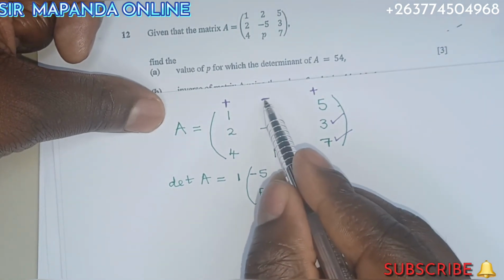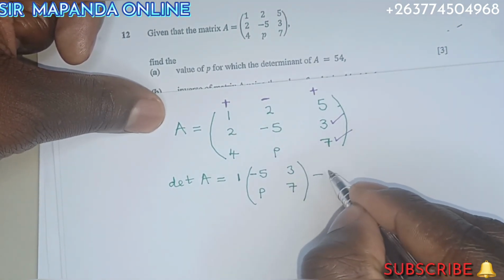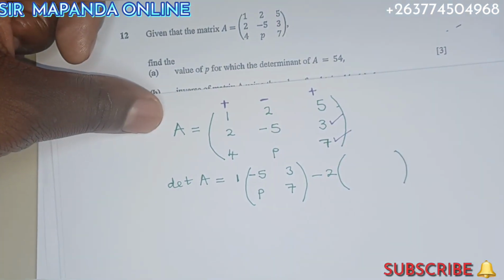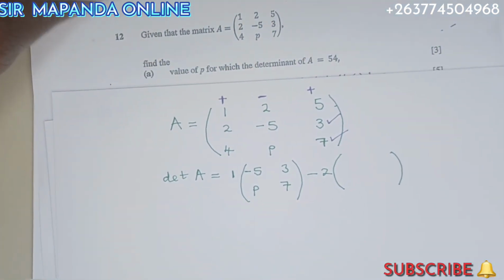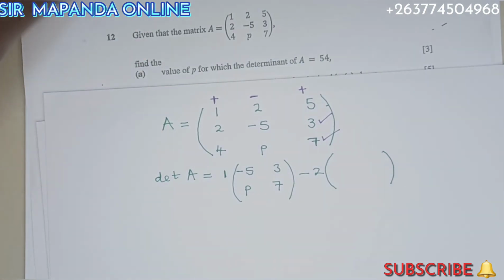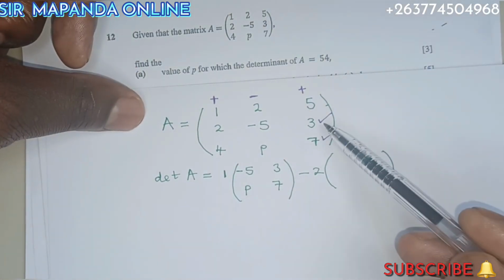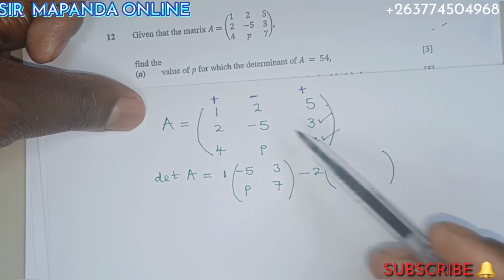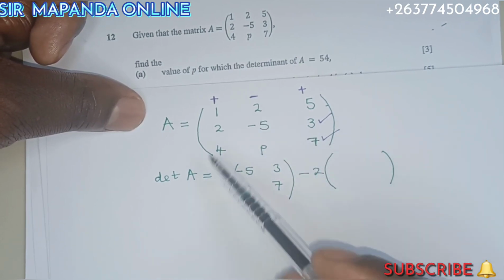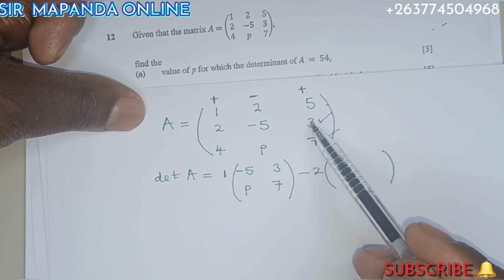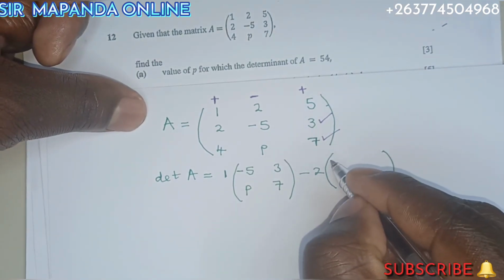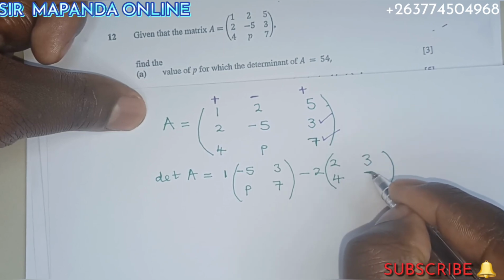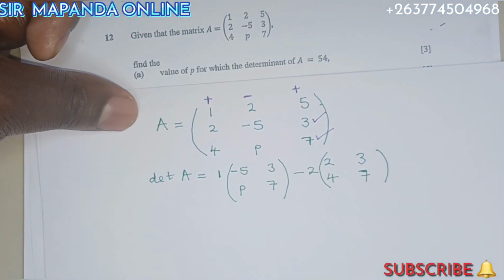Then we move on to minus 2. So you're going to write minus 2 here. Then you put a bracket to prepare for the 2x2 matrix, right? So you are looking for 4 numbers in the second row and in the third row, but which are not in the same column as the 2. The numbers are 2, 4, and 3, 7. So you're going to write 2, 4, then you write 3, 7, something like this.